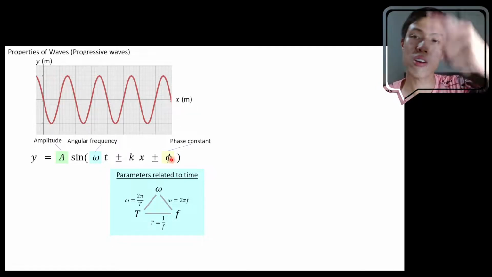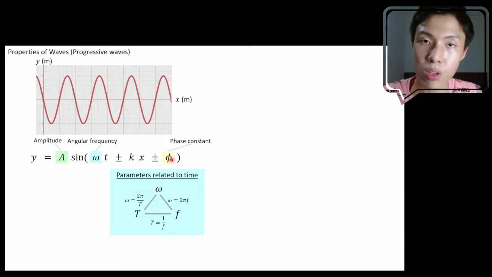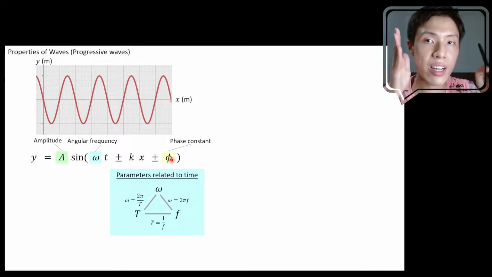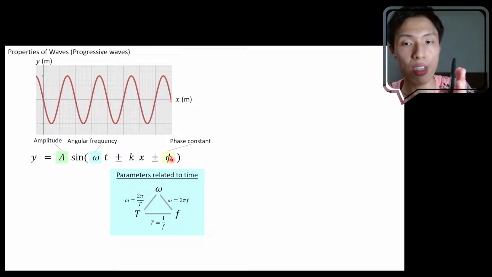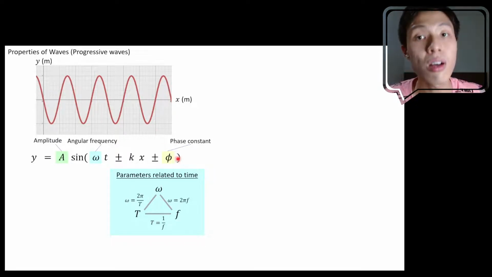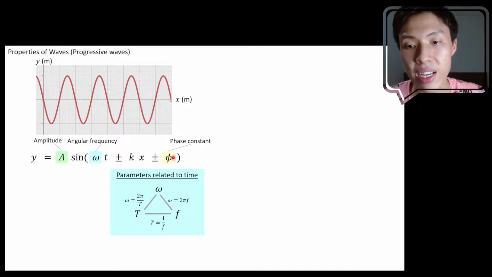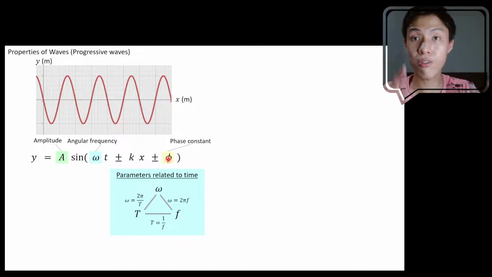Why do we need to introduce a phase constant? Because a sine graph or a cos graph always starts from the equilibrium position or the maximum displacement. So if it doesn't start from these points, we need to shift the graph a little bit to the left or to the right. That's where we use the phase constant. Just a little reminder: if you want to shift the graph to the right, you need negative phi. If you want to shift the graph to the left, you have positive phi. You can recall this from the chapter 9 video.